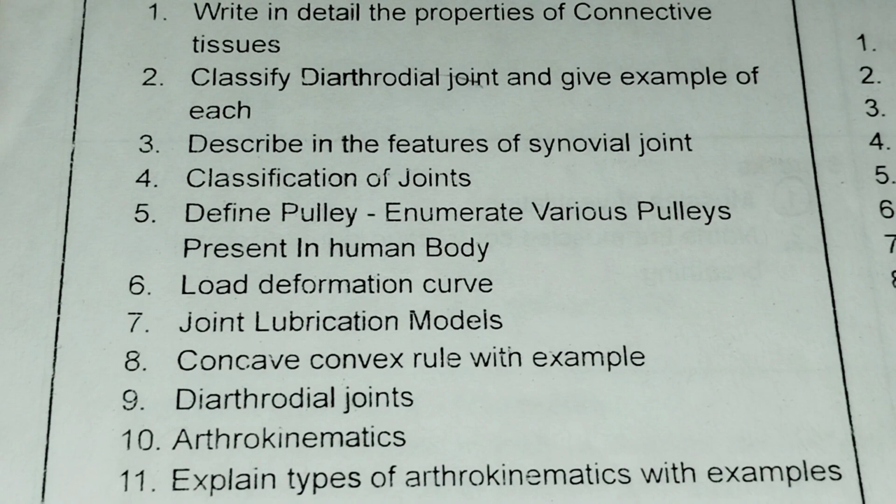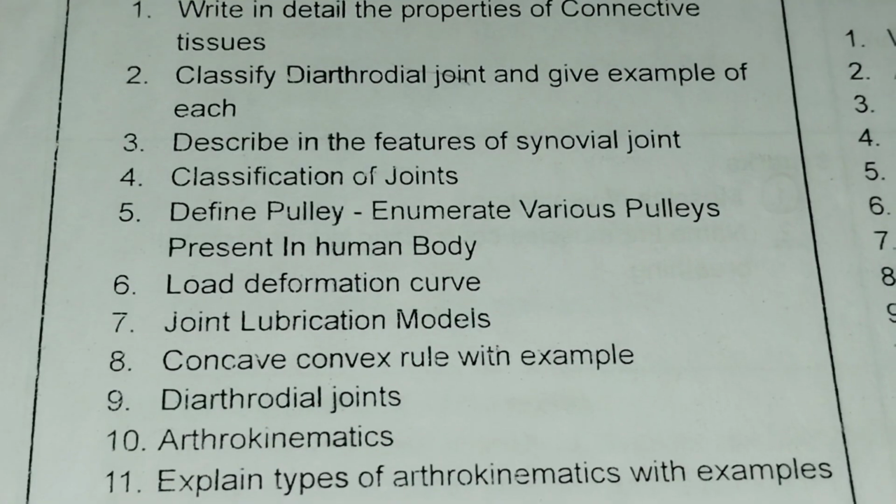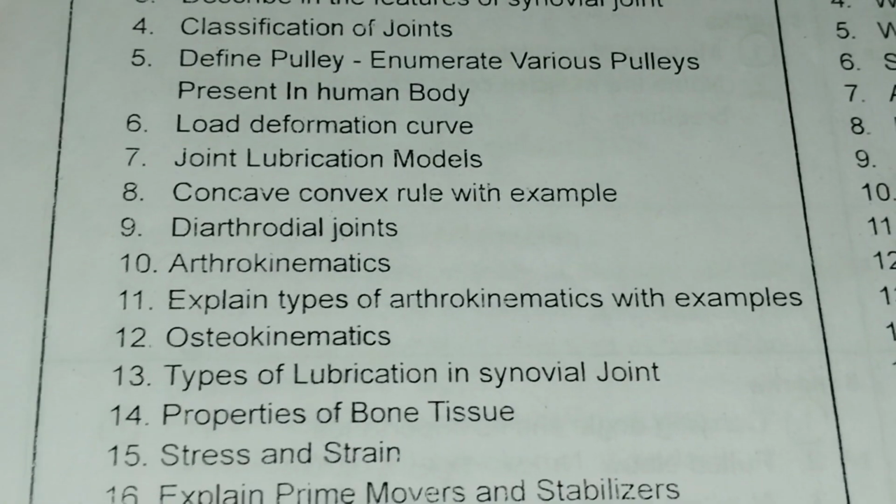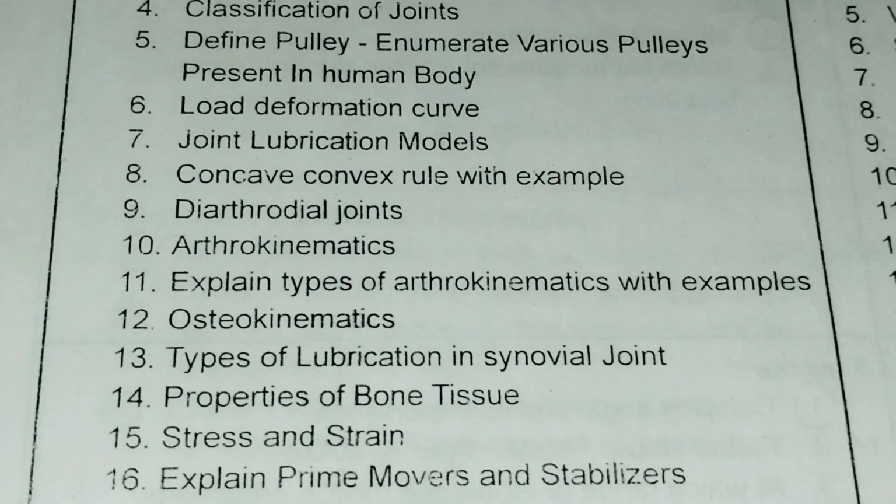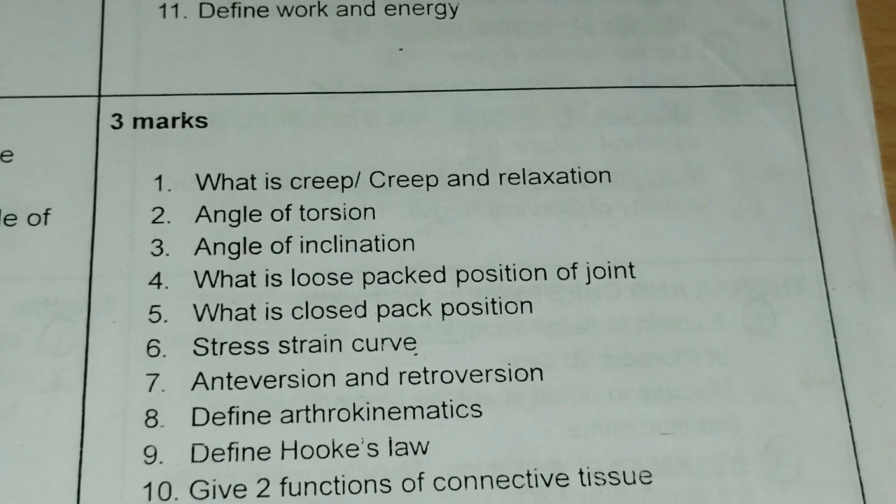11th one, explain types of arthrokinematics with examples. 12th one, osteokinematics. 13th one, types of lubrication in synovial joint. 14th one, properties of bone tissue. 15th one, stress and strain. 16th one, explain prime movers and stabilizers. This was about the 5 or 10 mark questions.